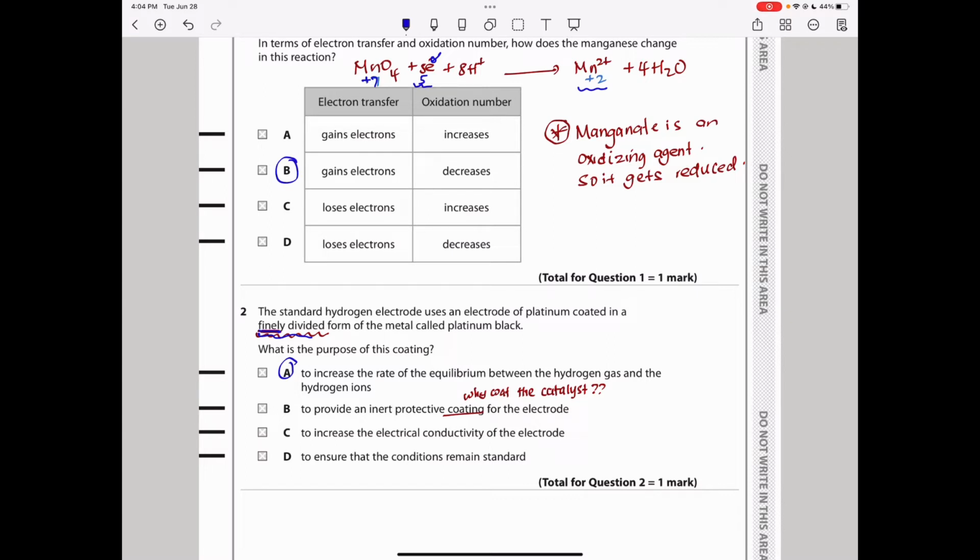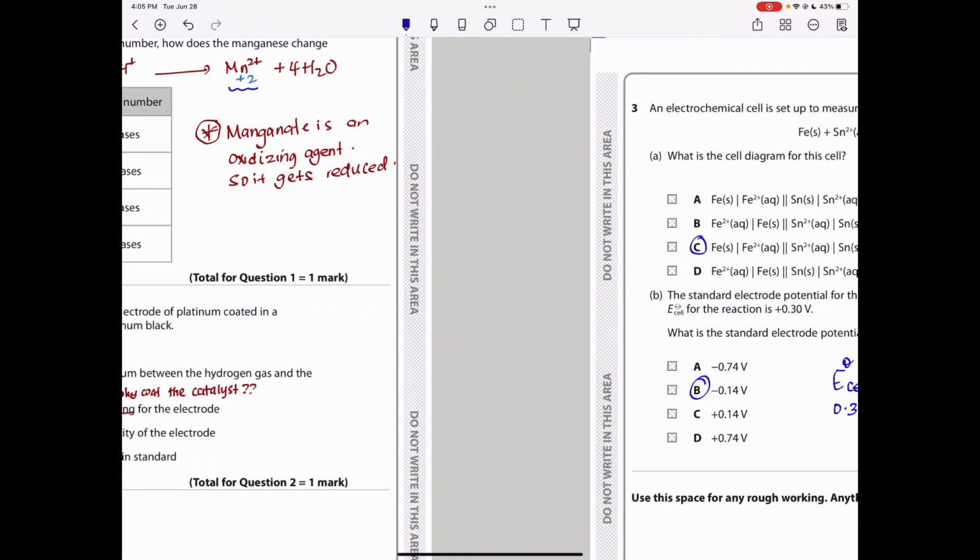So they say, what is the purpose of this coating? It increases the rate of equilibrium between the hydrogen gas and the hydrogen ions. As we can see, this is going to be part A. That is the equilibrium you're trying to establish. So I will go on to question 3.